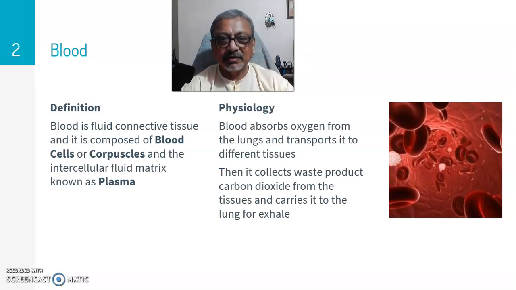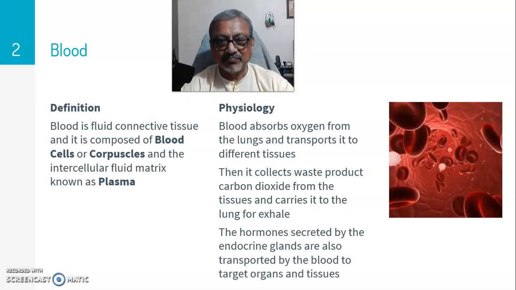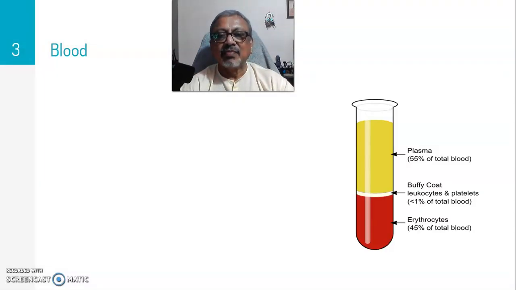Blood absorbs oxygen from the lung and transports it to the different tissues. Moreover, it also collects the waste product like carbon dioxide from the tissue and takes it back to the lung. The hormones secreted by the endocrine glands are also transported by the blood to the target organs and tissues.